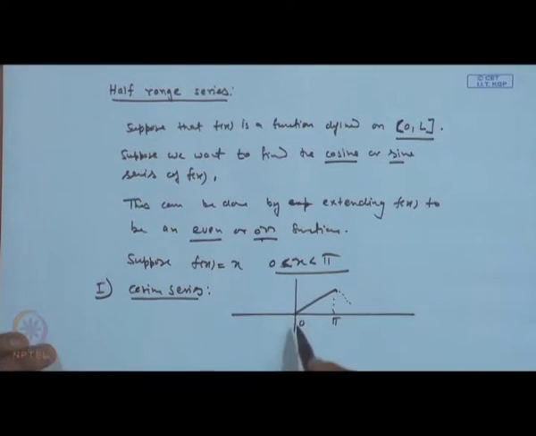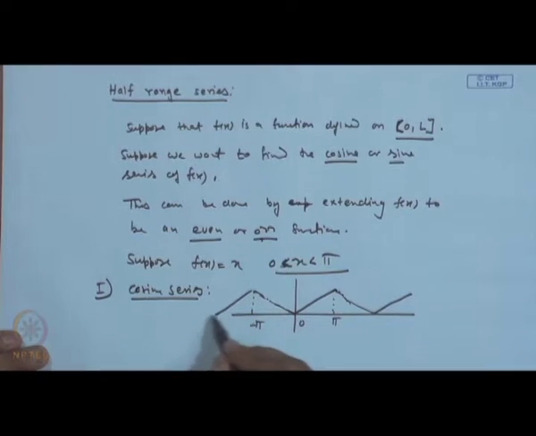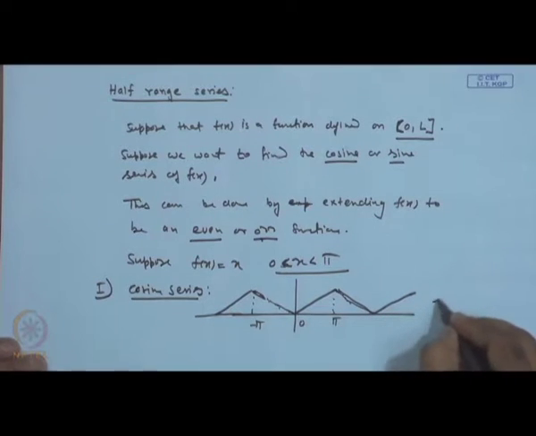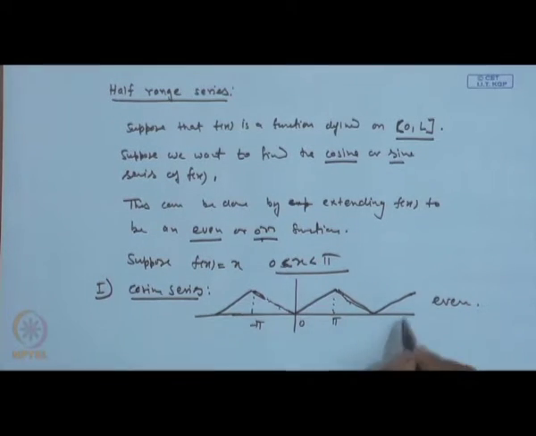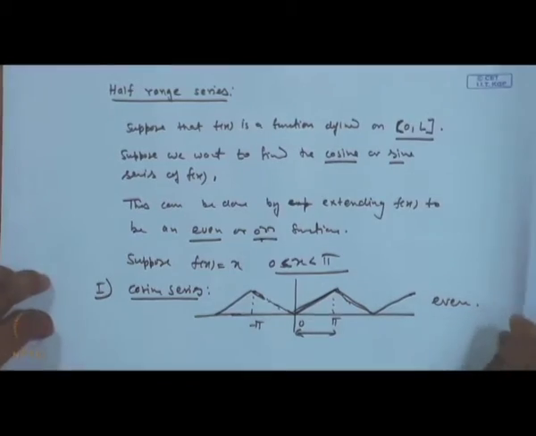as an even function, and then make it periodic. So, we have minus pi to pi, and we can then make it periodic. Now this function is an even function. We can get the Fourier cosine series, and that will of course be valid for this f(x) = x in this interval.